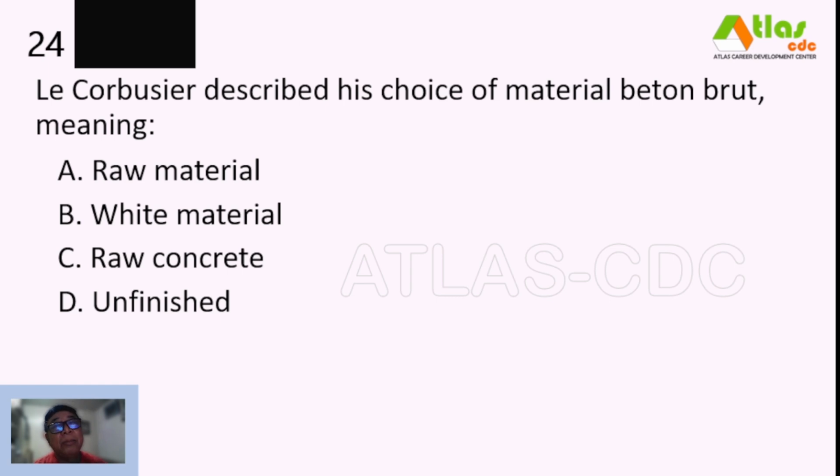Number 24. Le Corbusier described his choice of material, béton brut, meaning A. Raw material, B. White material, C. Raw concrete, and D. Unfinished.